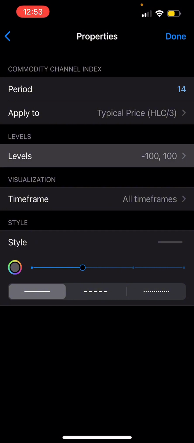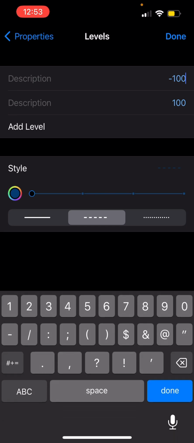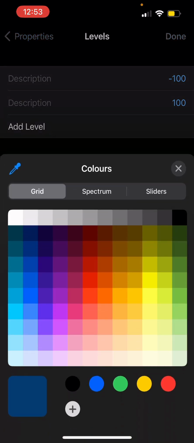Then the levels, make sure you set it at -100 and +100. You put it like this, -100 and +100, because one is going to serve as the overbought and the other is going to serve as oversold. So make the color blue, as you can see on my screen.